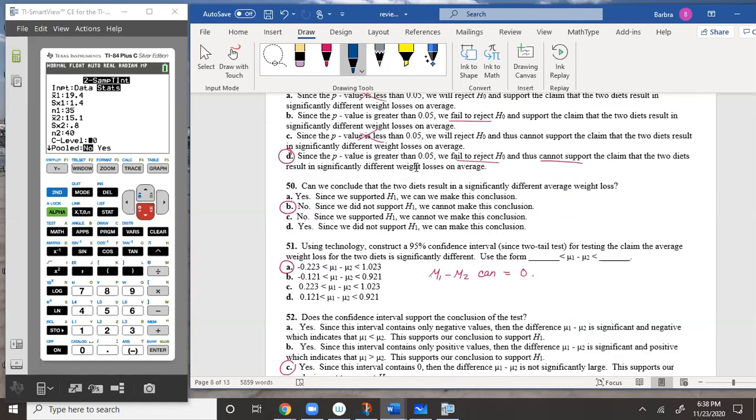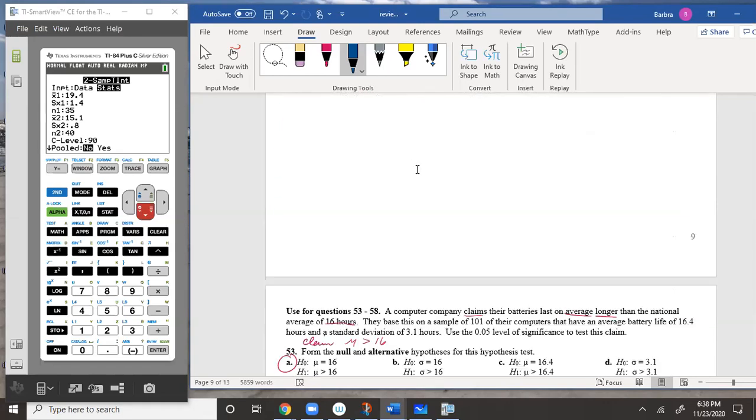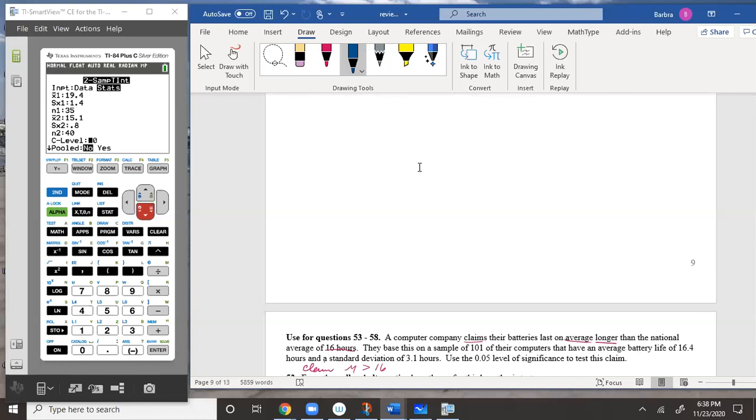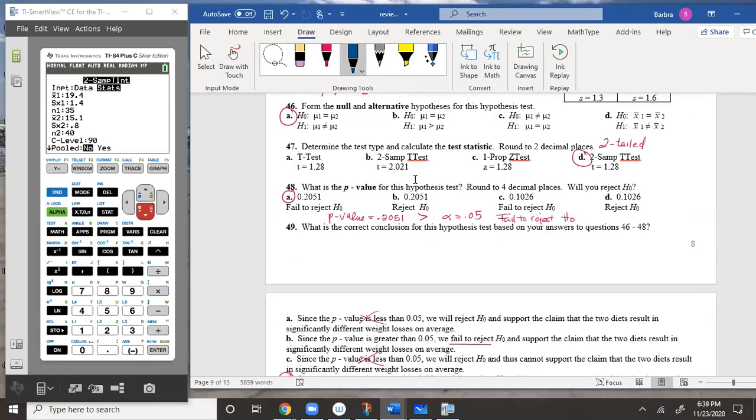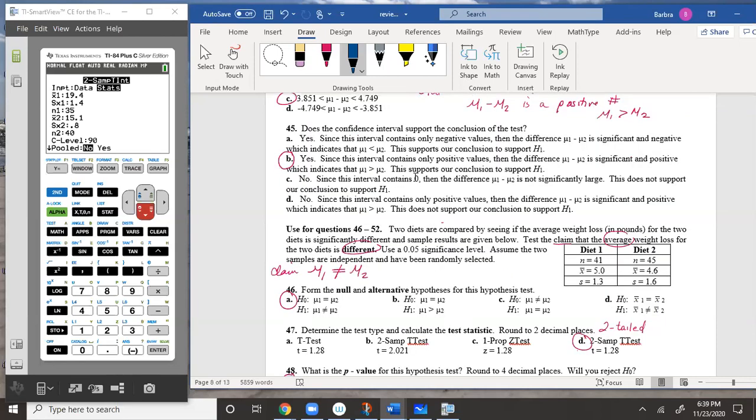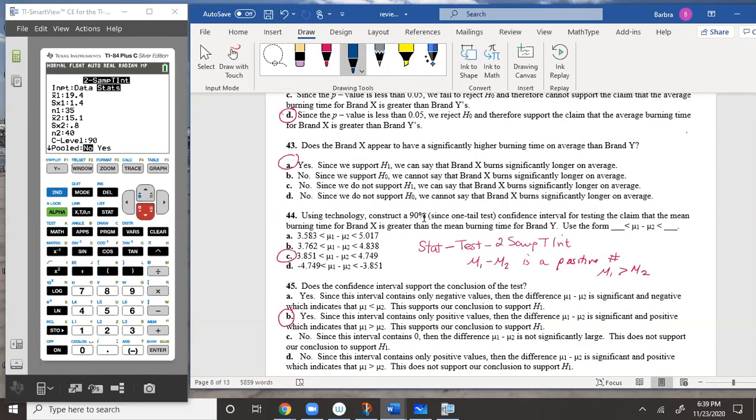What question are we on? 44. Yeah, there we go. For this one, it's a 90% confidence level. So that's where we want to change that. And then calculate. Now I have the same thing as you. There you go. Good job. Okay, I had to make sure though. No problem. Very good. All right.